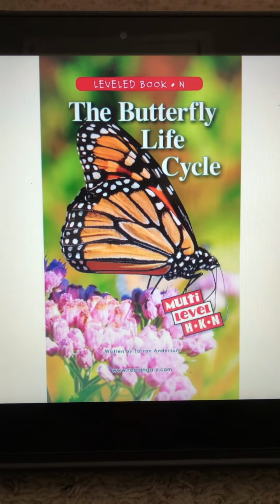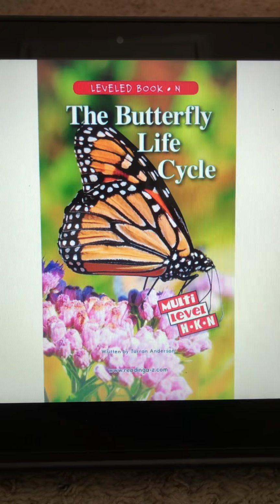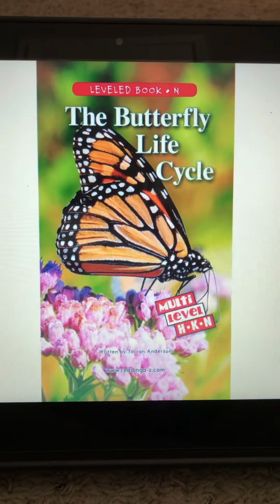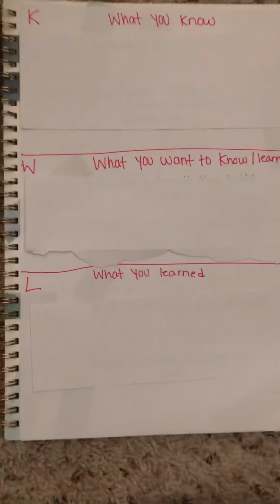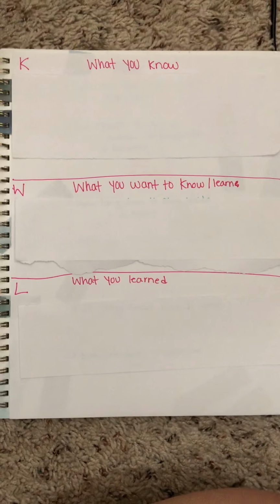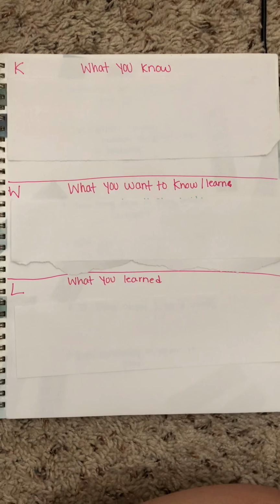Okay, boys and girls, so today for our book, it is going to be the butterfly life cycle. And with this book, we are going to do a KWL chart. So make sure to grab a paper and grab something to write with so you can make your chart before we start.